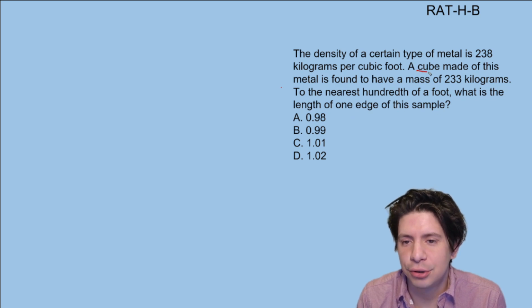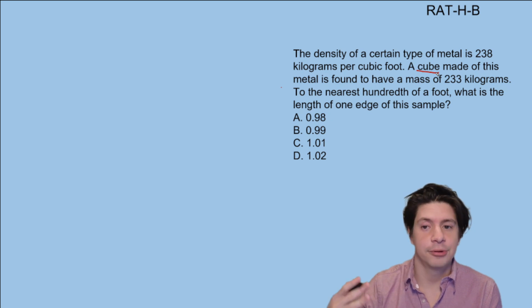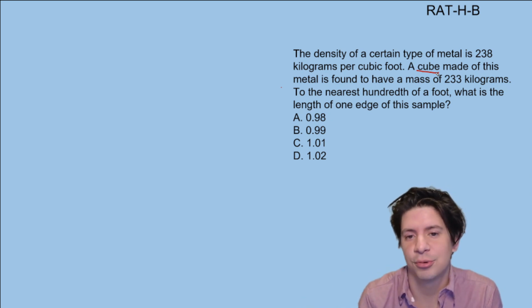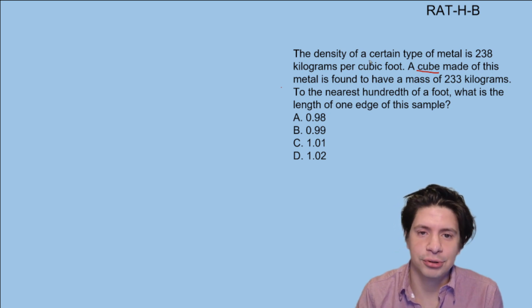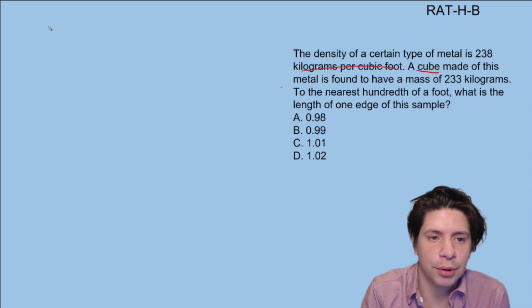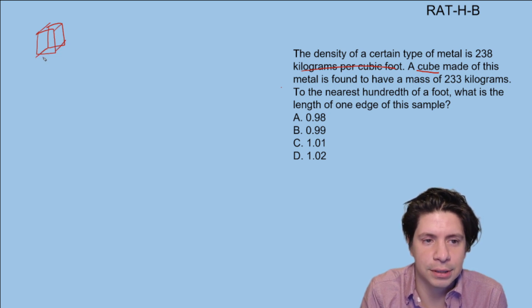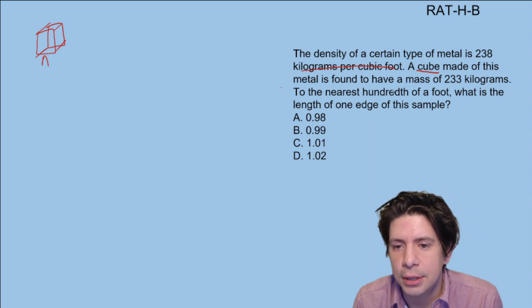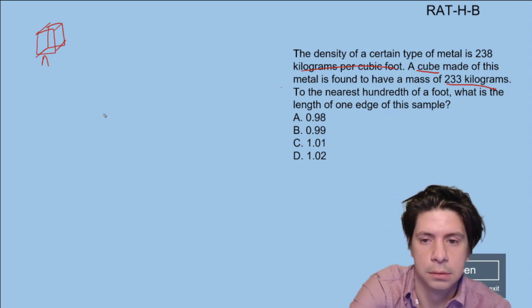So we're told that it's a cube, right? That should hint that we're already talking about shapes and geometry, right? Three-dimensional geometry, right? Because a cube is a three-dimensional object. And then the density, right, is also involved in geometry and with units, right? So the units here are kilograms per cubic foot. And a cube, right, is the same side length cubed. That's how we'd find its volume, right? So we could call all these like n. So to the nearest hundredth of a foot, what is the length of one edge of this sample?